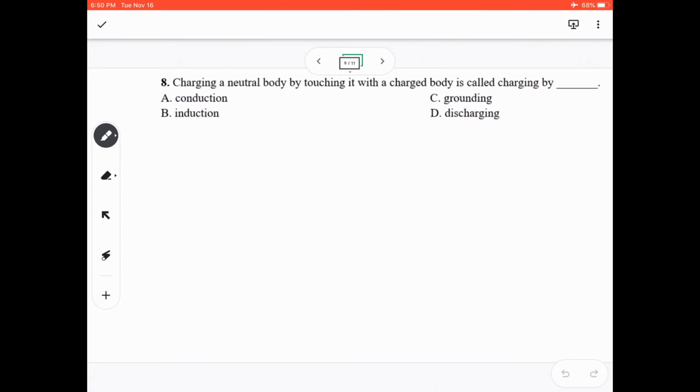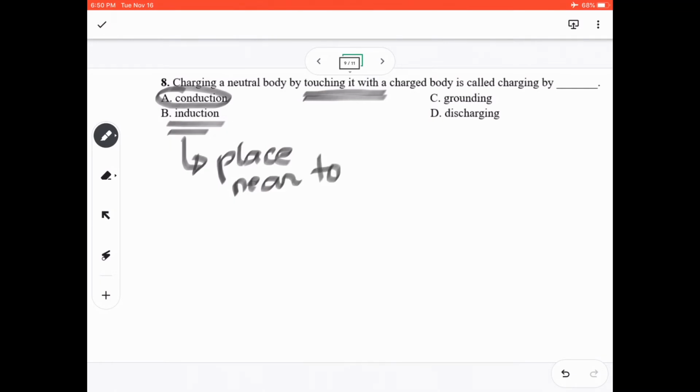Question 8. Charging a neutral body by touching it with a charged body is called charging by, of course this is obvious, by conduction. Your clue will be the touching it with a charged body. How about if it's induction? Induction is you're just going to place the charged body near to a neutral body. So that's the main difference between conduction and induction. For conduction you're going to touch something with a charged body, and for induction you're just going to place the charged body near to a neutral body.